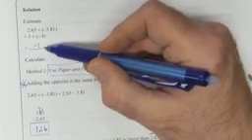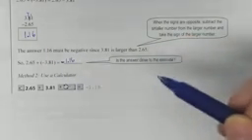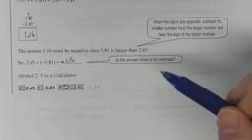Now let's look back at our estimate. We had estimated negative 1. That is quite close to negative 1.16. So our estimate was good, and our calculation is accurate as well.